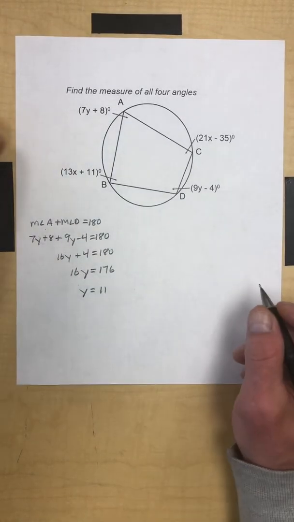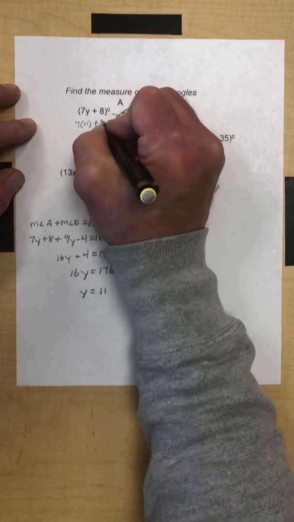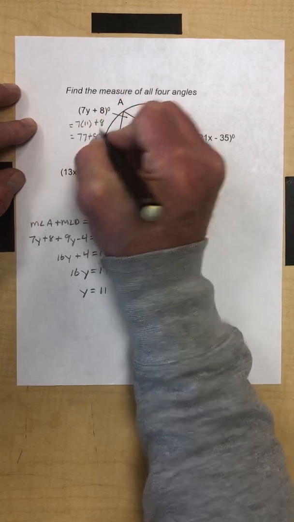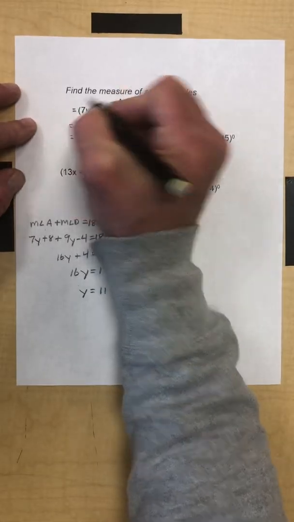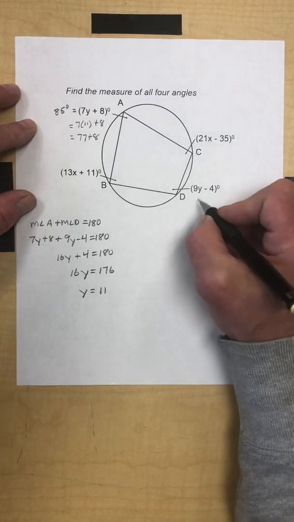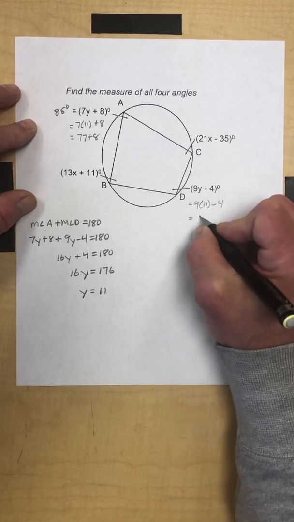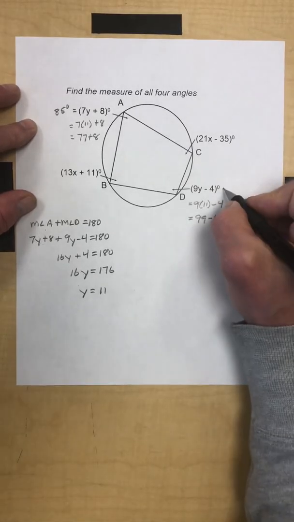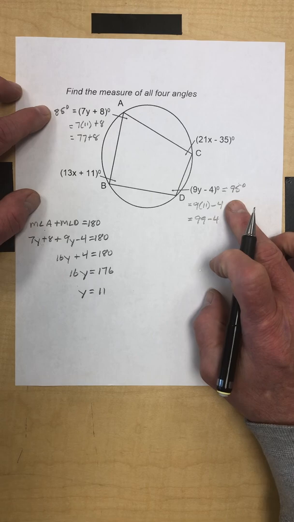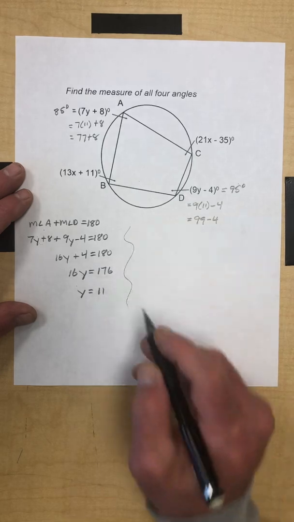Okay, so we can go back and find the measure of angle A and the measure of angle D. This will be 7 times 11 plus 8, so that is 77 plus 8, which gives us 85. So we have 85 degrees for the measure of angle A. And down here I go 9 times 11 minus 4, so that is 99 minus 4, which gives us 95 degrees. If I look at those two, 95 plus 85 is definitely 180, so we should feel pretty good about that. Okay, let's do B and C now.